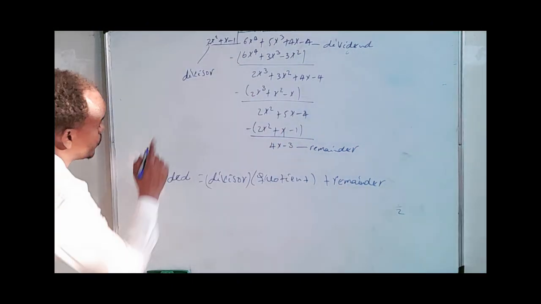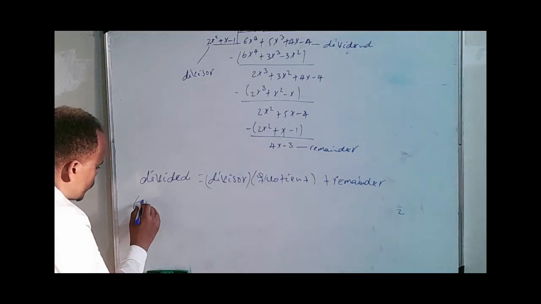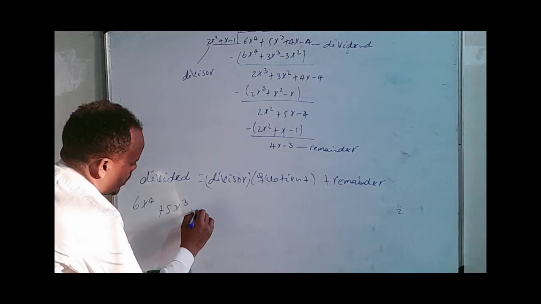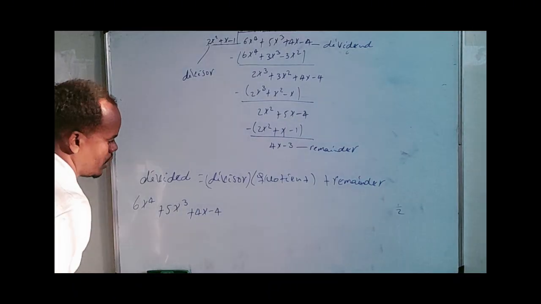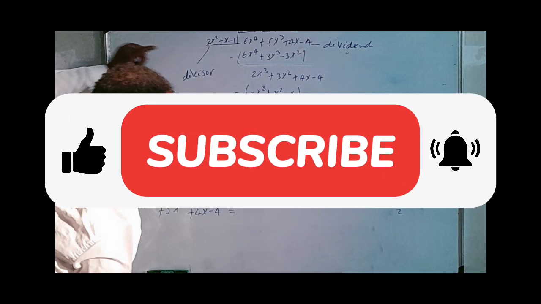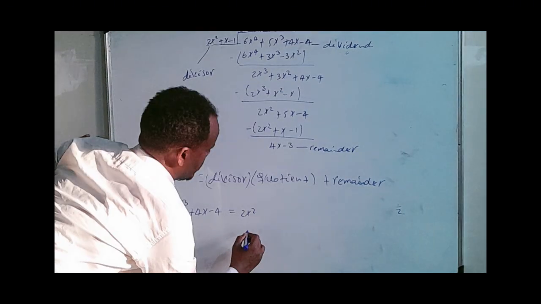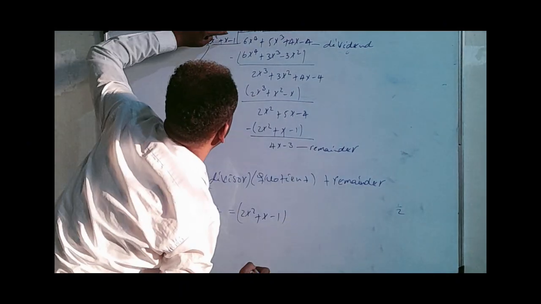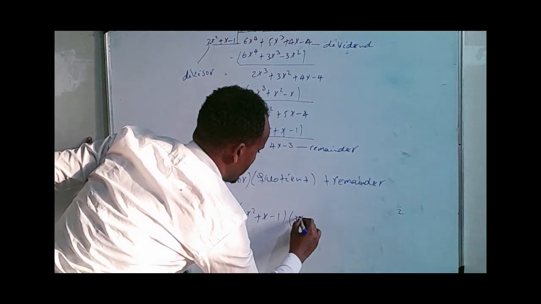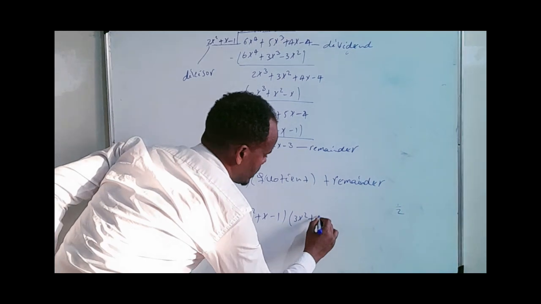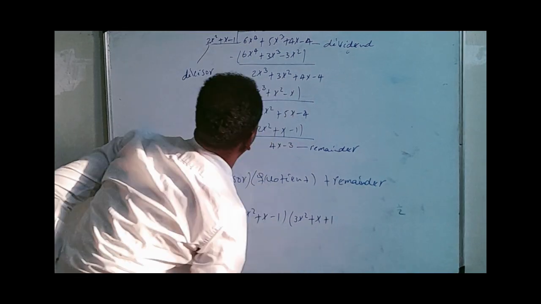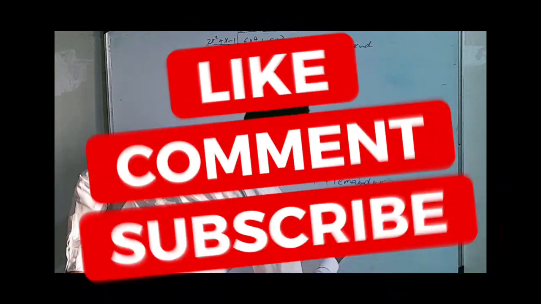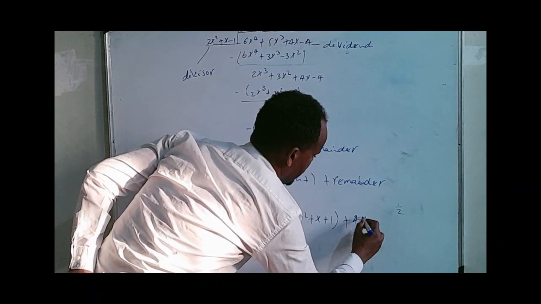That means the dividend 6x to the power of 4 plus 5x to the power of 3 plus 4x minus 4 equals the divisor 2x squared plus x minus 1 times the quotient 3x squared plus x plus 1, plus the remainder 4x minus 3.